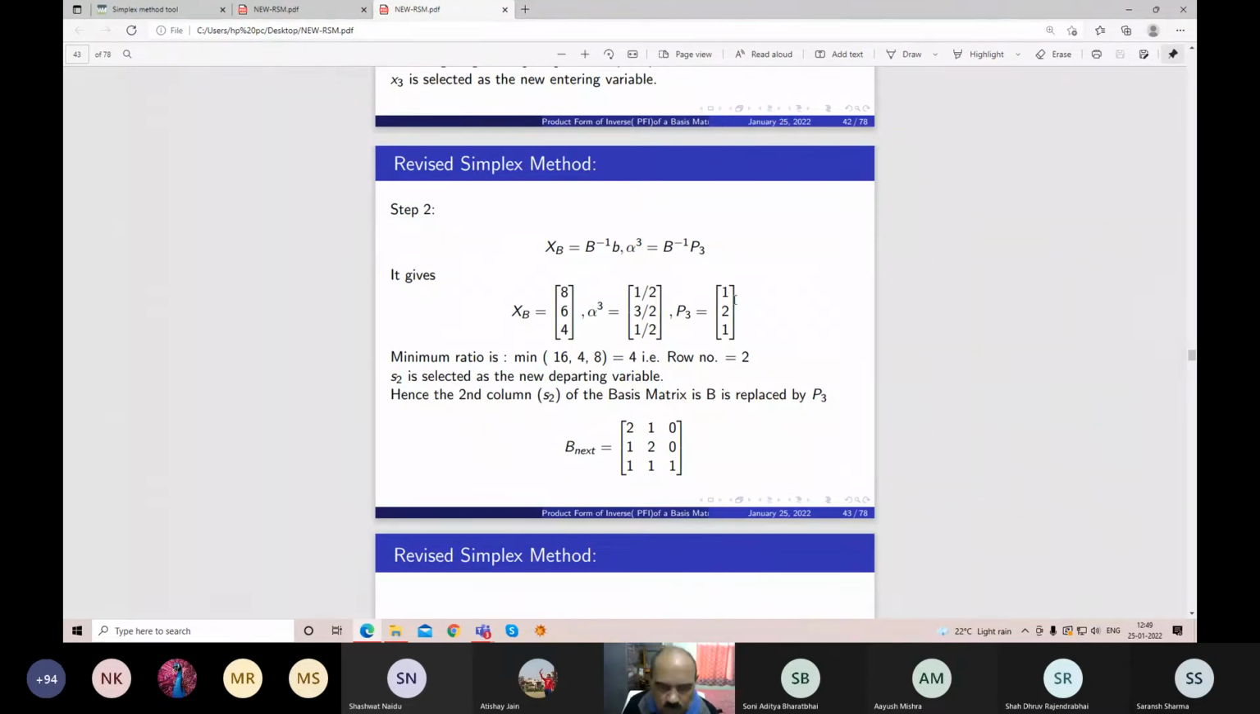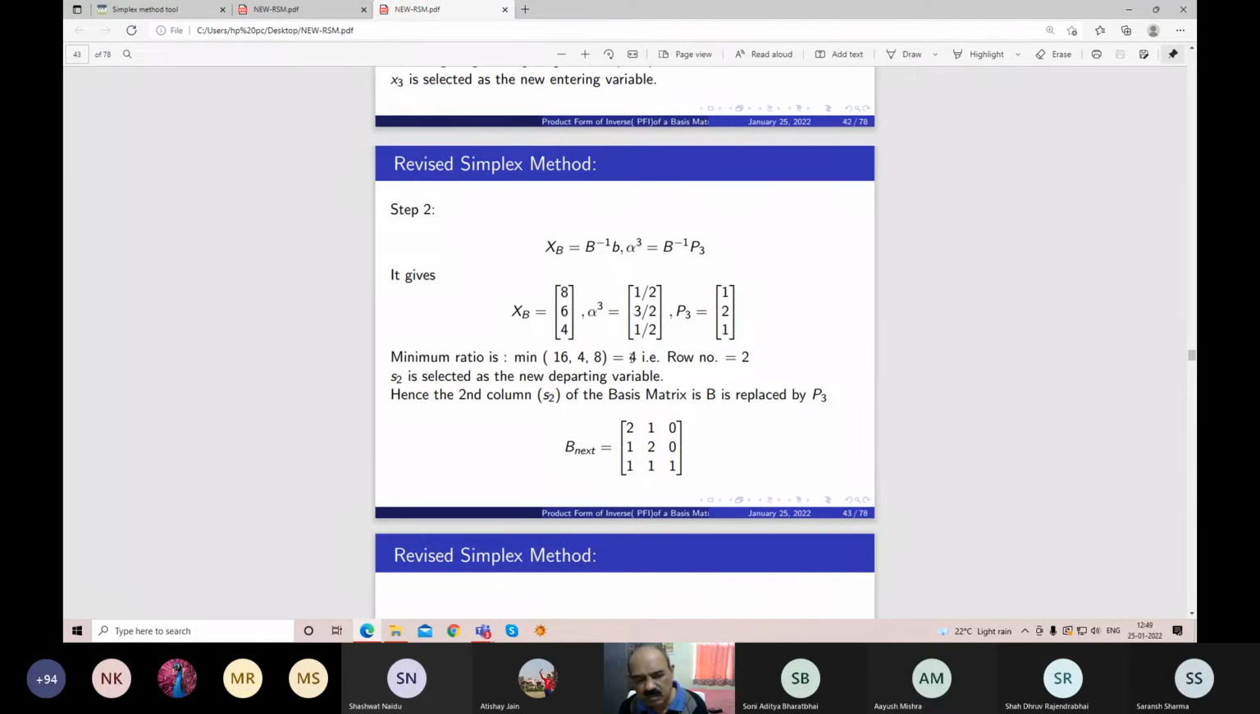Now we want to find the minimum ratio in this manner. The elements of XB and the respective elements of alpha 3, you will divide. Only positive ratios we take, no question of negative ratio. So 8 divided by half, that is 16. 6 divided by 3 by 2, that is 4. 4 divided by half, that is 8. So 16, 4, 8. We are looking for the minimum ratio. What is the minimum ratio?